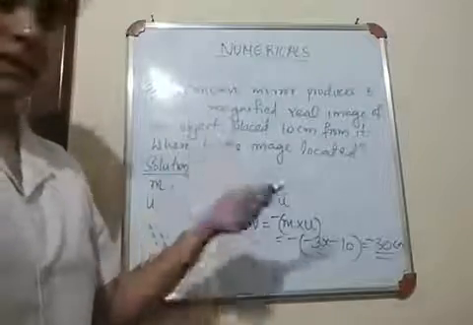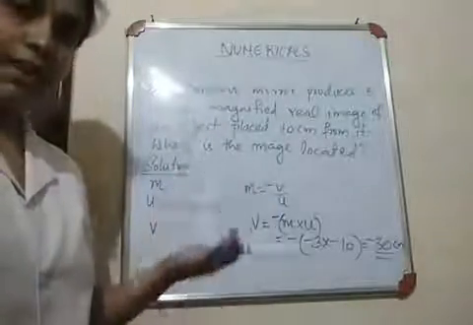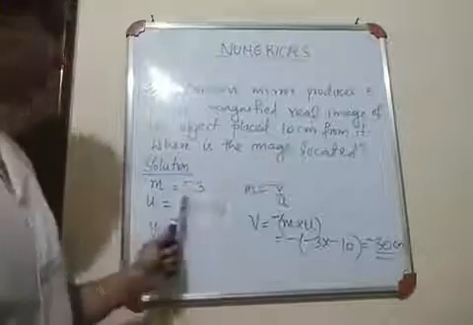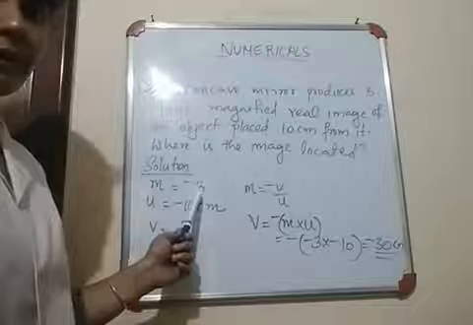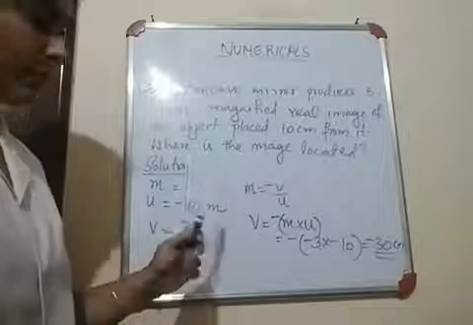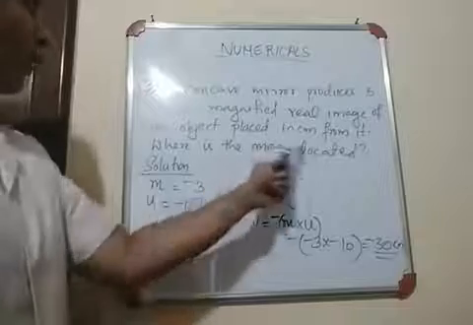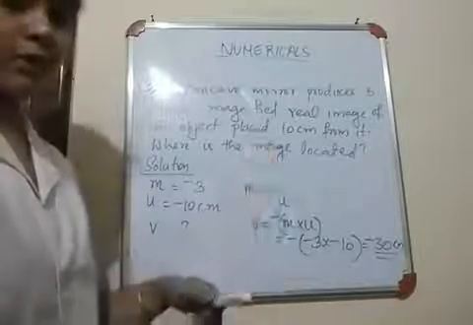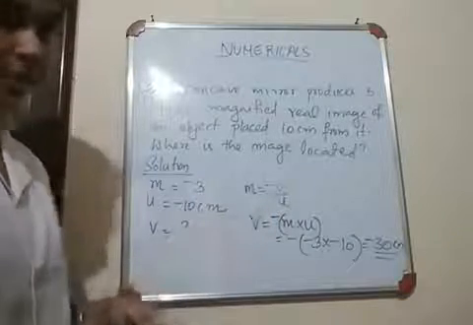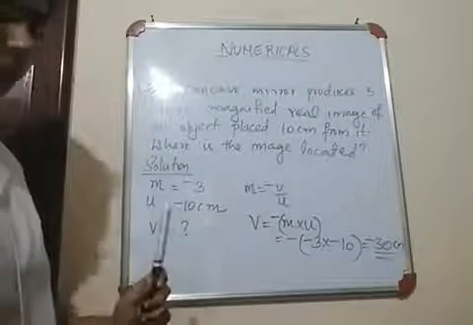And it is a magnified and real image. So we can definitely write it is 3. And also real, since it is a real image, the sign of magnification will be negative. So magnification m is minus 3. No unit will be there. Then u, of an object placed 10 centimeter from it. So this is the distance of the object from the mirror. And what is that? 10 centimeter. So u is minus 10 centimeter.